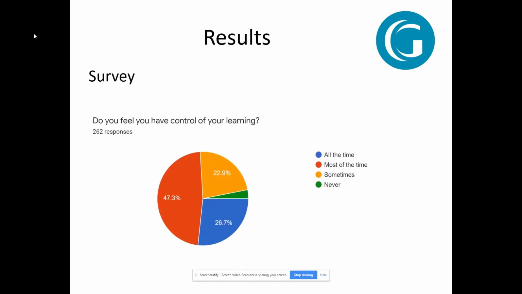When asked, do you feel you have control of your learning, you can see that the majority of the learners, nearly 3/4 of them, well, over 3/4 of them have some kind of control, either sometimes, all of the time, or never, and nearly half feel they do most of the time.